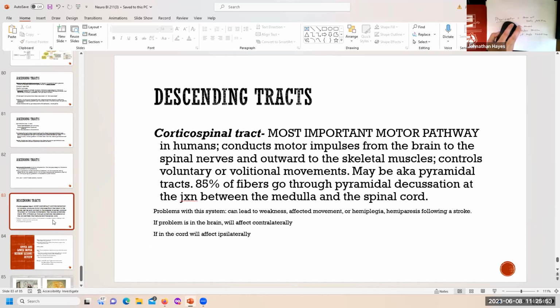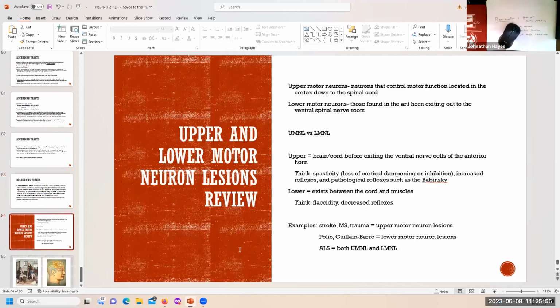Right? And then finally, upper versus lower motor neuron lesions. So I keep mentioning these all the time, but here's the slide that it's actually written down for you.